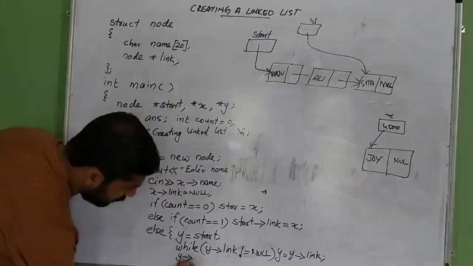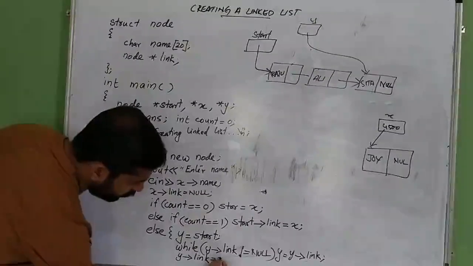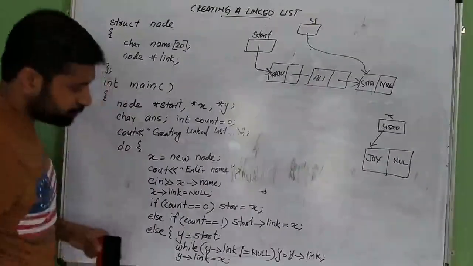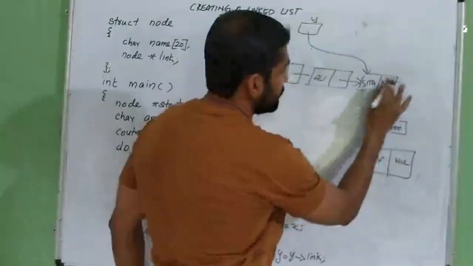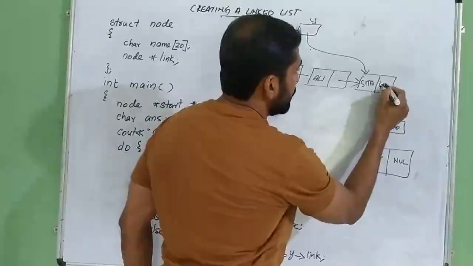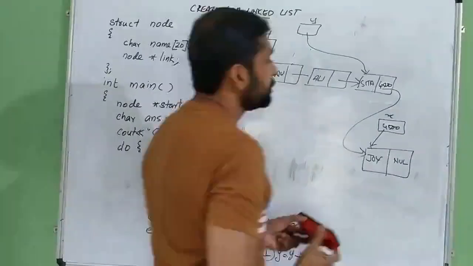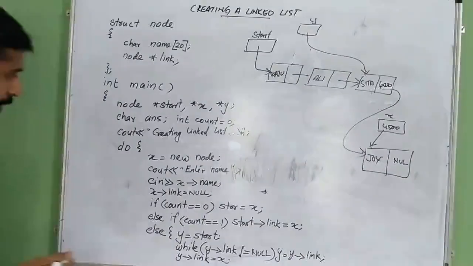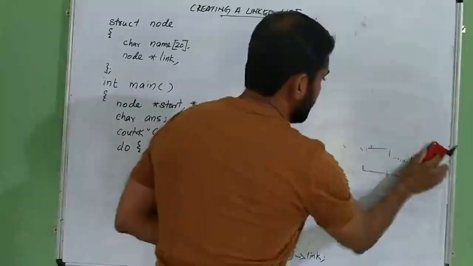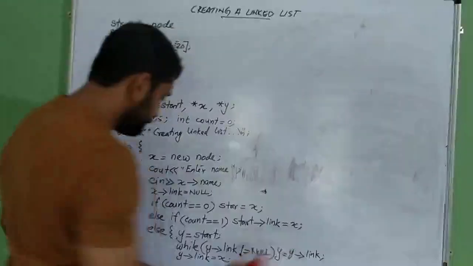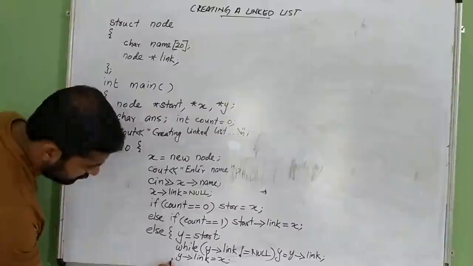Then after stopping that, we will write y dot link equal to x. Y dot link equal to x, that is 4500. It means this points this. Now for the time being, we will do this. So that section is over there.